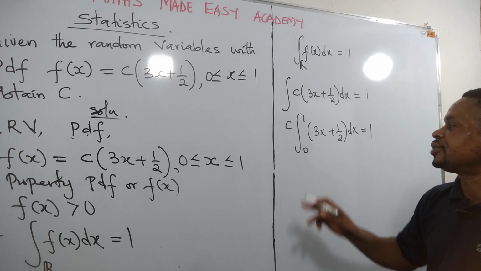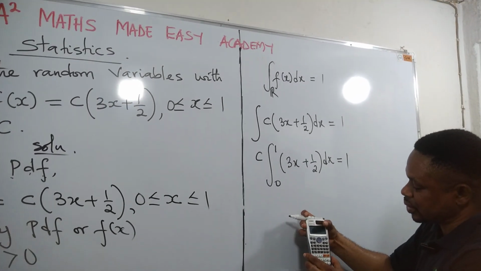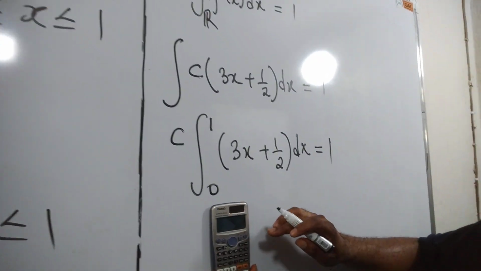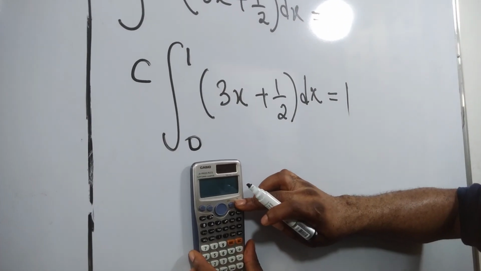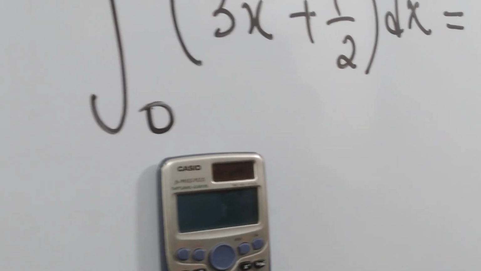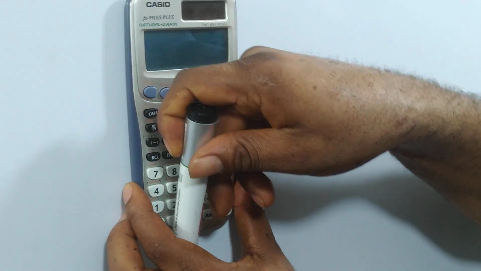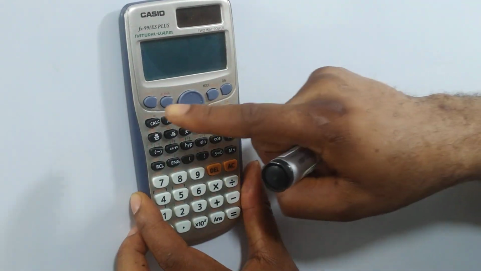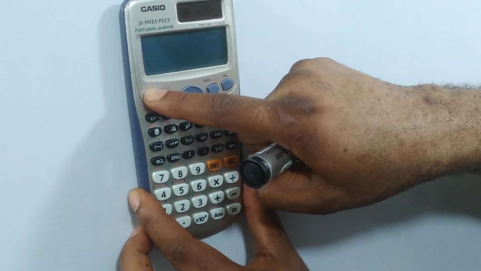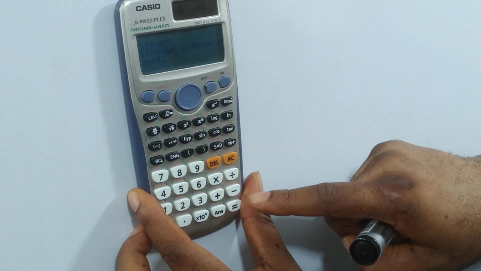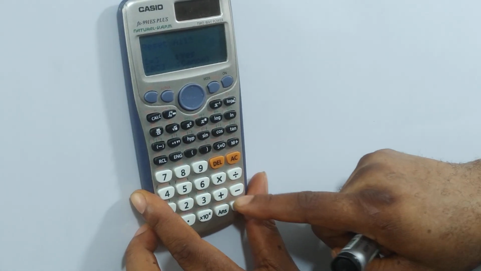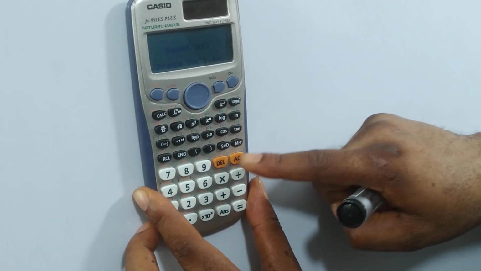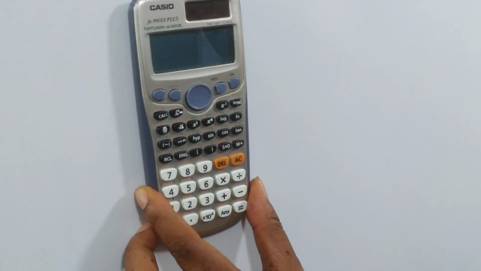I want to use the calculator method to solve this. I want you to come close, look up, and look at the calculator. Observe it very well. First of all, I am going to clear the function key. How do I clear it? Look up. We are going to punch shift 9, 3, equal to, AC. It has disappeared. Now let's start.